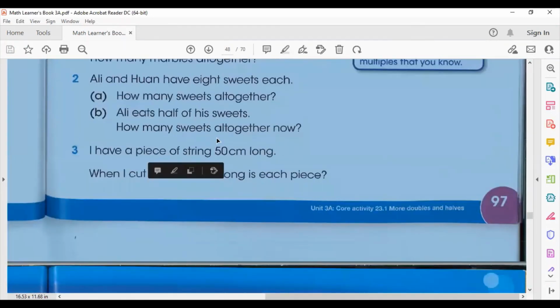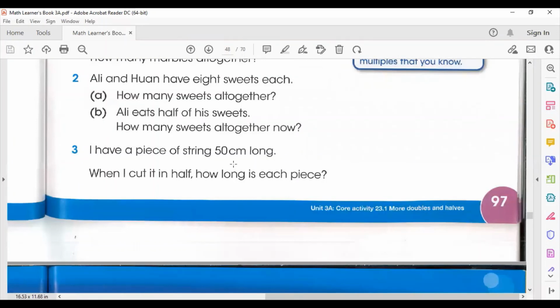I have a piece of string 50 centimeter long. When I cut in half, how long in each piece? We are making half. How long in each piece? Okay, half or 1 by 2. 1 by 2, making half of 50. We cannot make 50 lines. So how to make half? Divide it with 2.